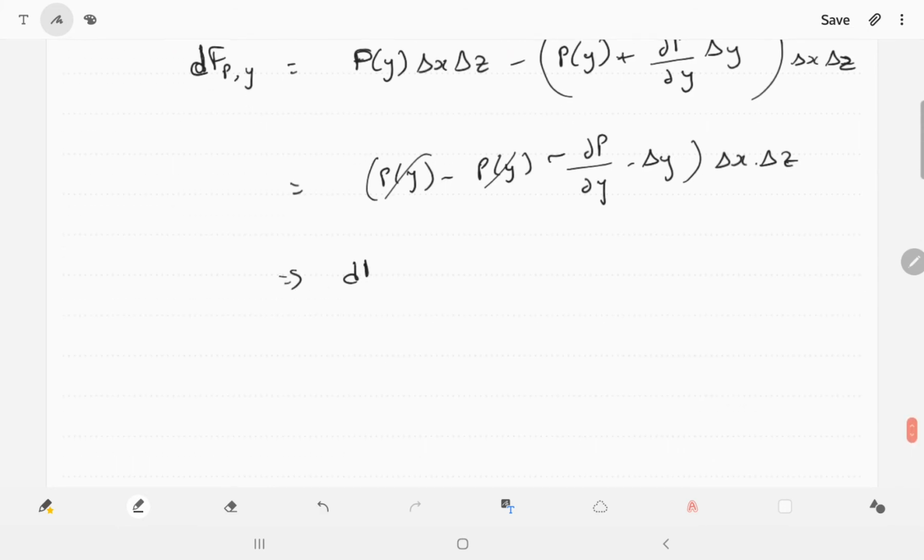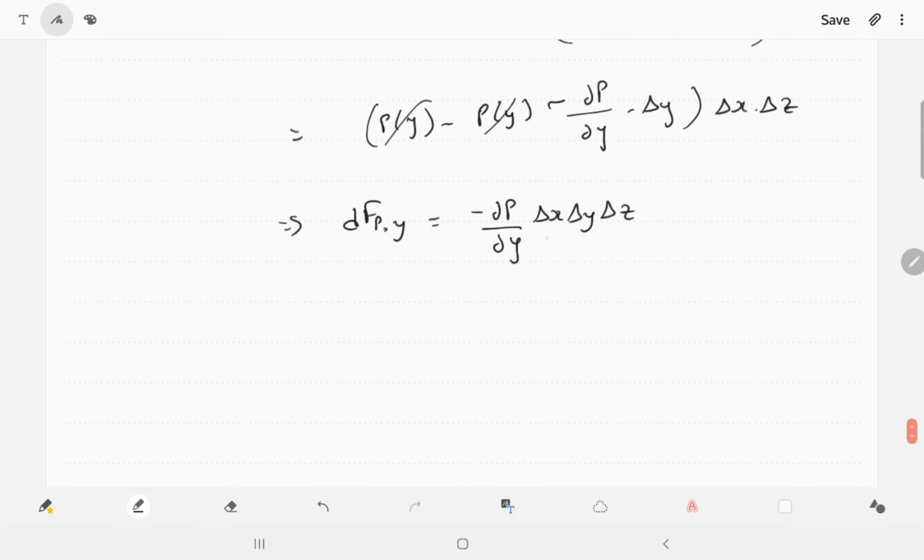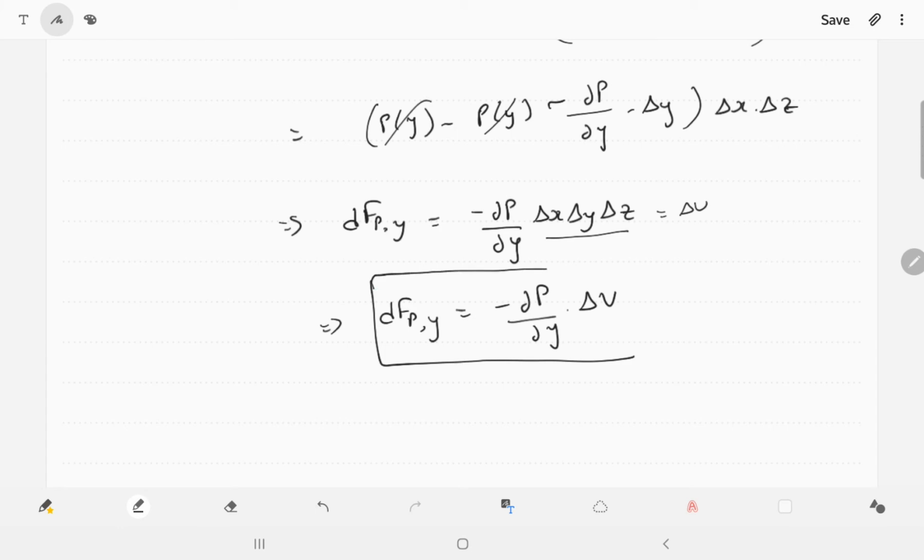Then we will be left with d of F of py equals minus dou p by dou y into del x into del y into del z. As we know, del x into del y into del z is delta v, so we can write d of F of py equals minus dou p by dou y into del v. Here this minus symbol indicates that the force is in the opposite direction.